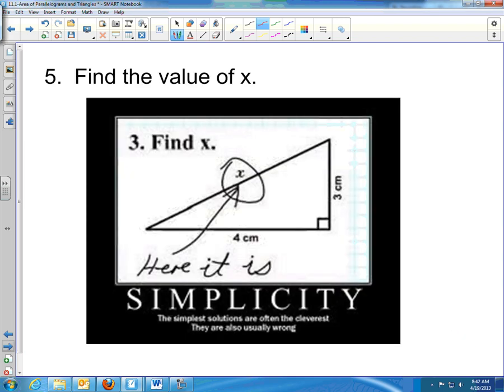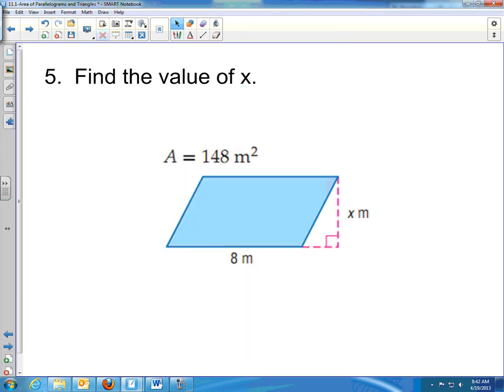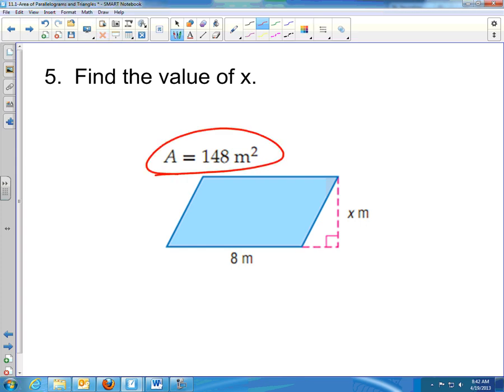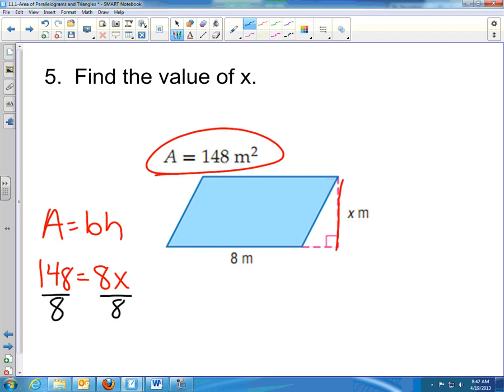All right, find the value of x. So for 5 and 6, we have to find the value of x. Here we notice that we are actually given the area, and we're expected to find the height. So think about the area formula for a parallelogram, base times height. Let's fill in what we know. Our area is 148, and our base is 8, and our height is x. If we want to have x all by itself, we're going to divide both sides by 8. And x ends up being 18.5, and we can label with meters.